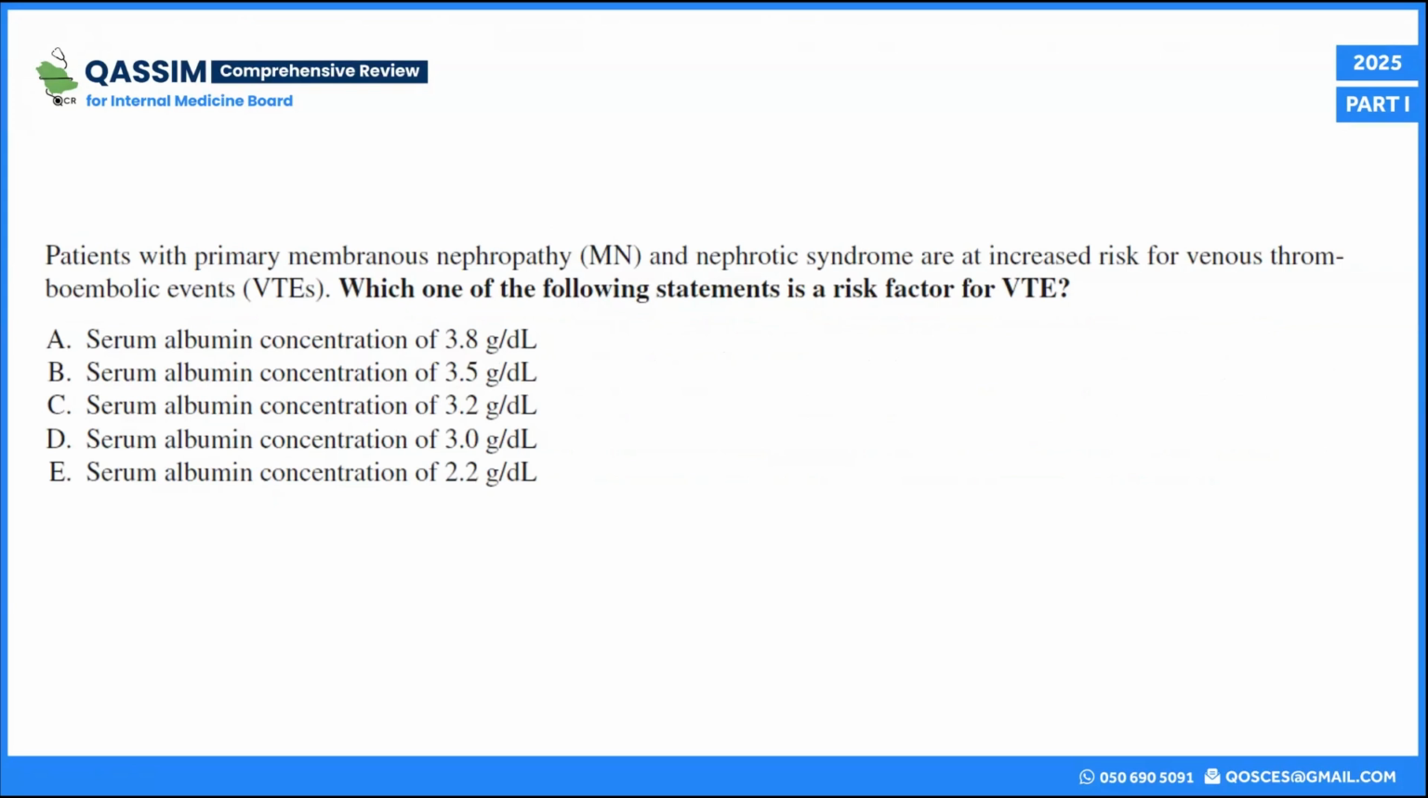Patients with primary membranous nephropathy and nephrotic syndrome are at increased risk for venous thromboembolism events. Which of the following statements is a risk factor for VTE? Albumin: A 3.8, B 3.5, C 3.2, D 3, E 2.2.